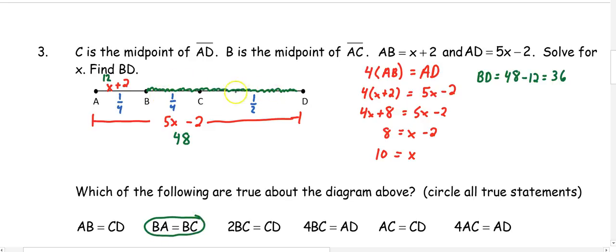2BC is equal to CD. Well, 2/4 make a half, so this is true. 4BC equals AD. BC is a fourth, AD is a whole line, so 4/4 equal a whole. AC is equal to BD. That's true because remember, C was a midpoint of AD. And 4AC is equal to AD is not true because AC again is a half of the line, so 4/2 would be too much.